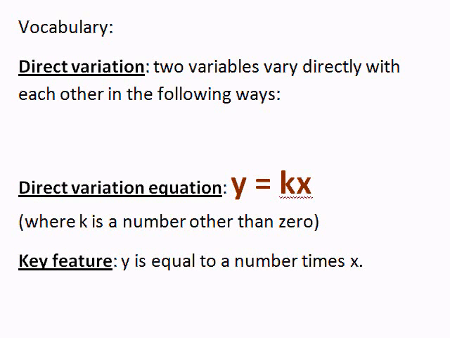Let's take a look at direct variation. Two variables vary directly with each other in the following ways. We're going to look at an equation, a table, and then a graph. The first one is an equation, y equals kx, where k is a number other than 0. The key feature of this equation is that y is equal to a number times x. Again, that number cannot be 0, and this is the only thing you're going to have on the other side of the equation from the y. It's just going to be a number and x, and that's it.